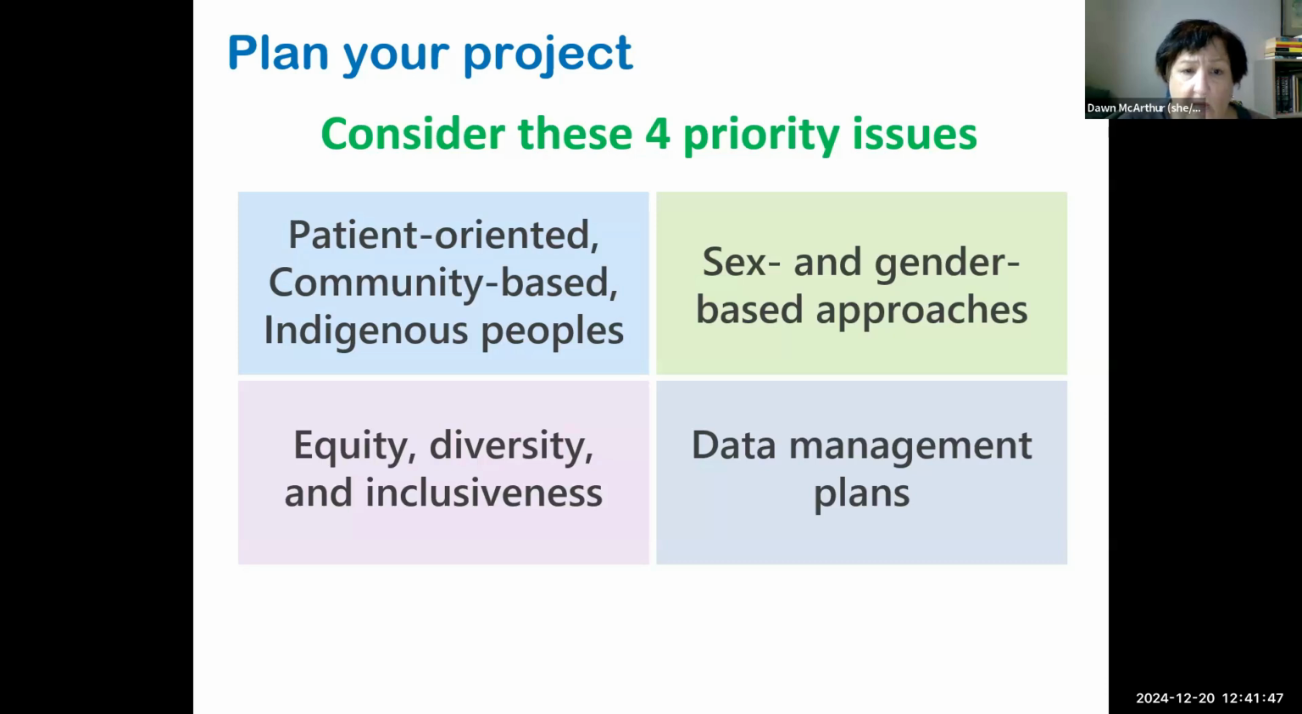One is patient-oriented, community-based research, or research with Indigenous peoples. Especially in health research, that is going to be really important in some of your research designs, and those take a lot of work and some reading and some learning about how to do it. Sex and gender-based approaches are essential. Even if you study cells in mice, you still have to look at sex. Obviously not gender, because cells in mice don't have gender. Only humans have gender.